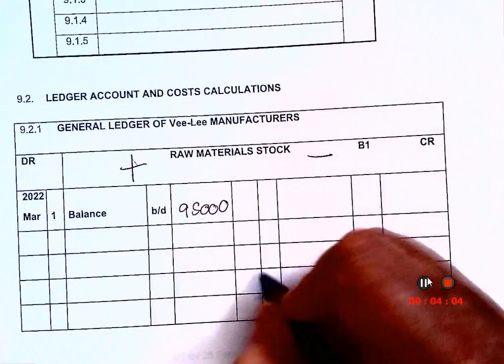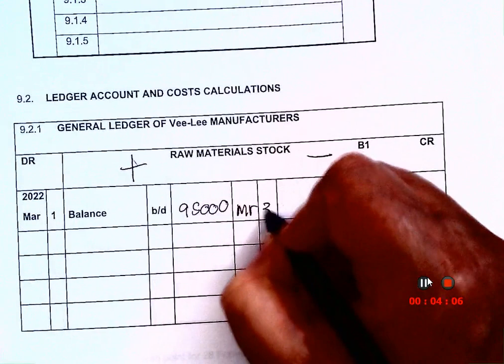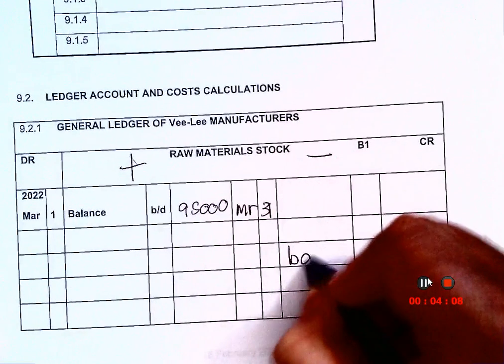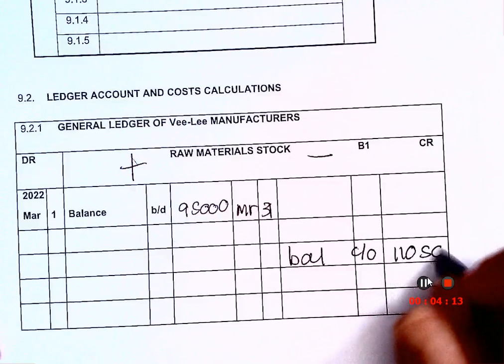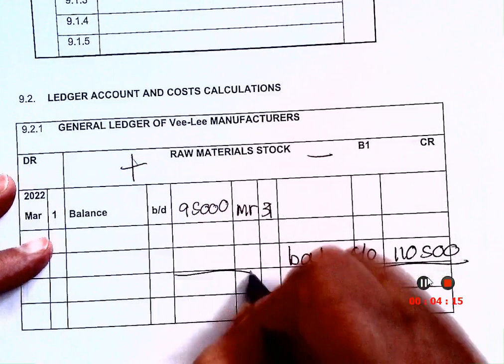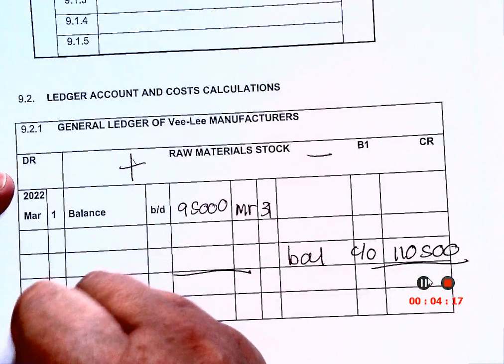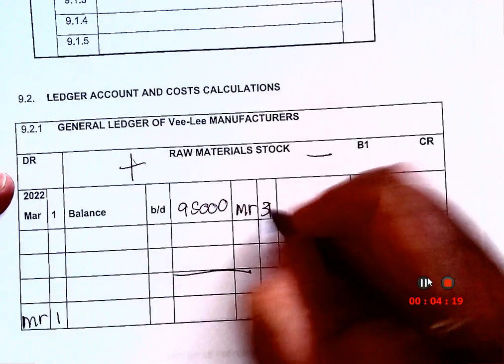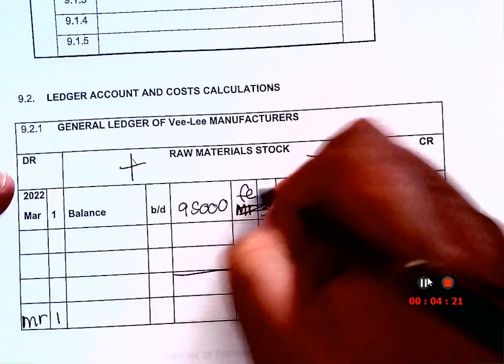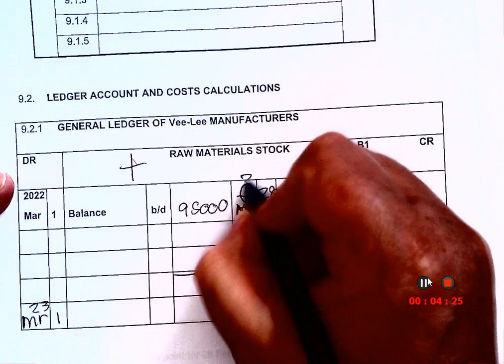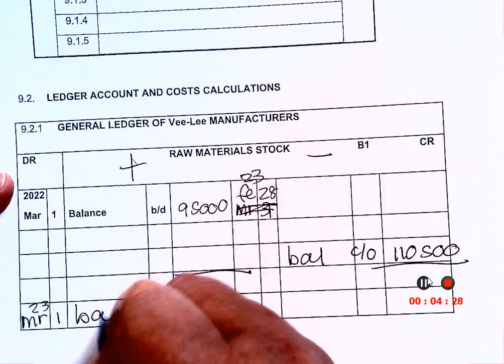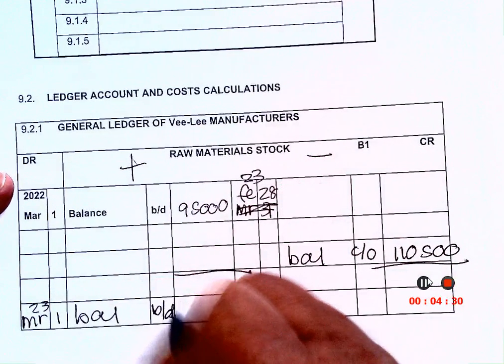And they say March 31st. My closing is 110,500. So March the 1st again. Oh, this would most probably be February 28th. March the 1st, 23. I will have a balance BD 110,500.